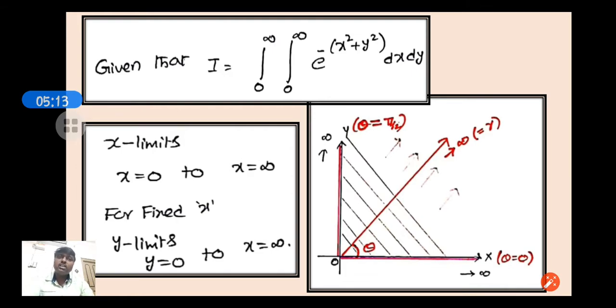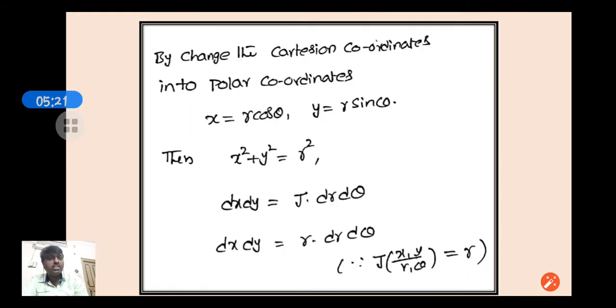This is the data what they given here. Now I try to change the Cartesian coordinates into the polar coordinates with the transformation. By taking x equal to r cos theta and y is equal to r sin theta. This is the basic definition, and maintaining the relation between the Cartesian coordinates and polar coordinates.